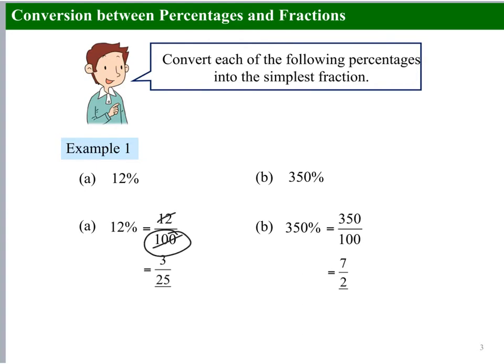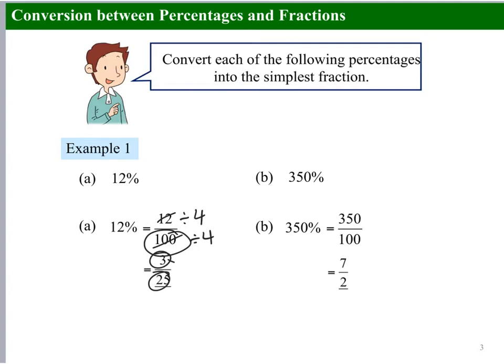And let's simplify the fraction, divided by 4. 12 divided by 4 becomes 3, and 100 divided by 4 becomes 25. And that's the answer.